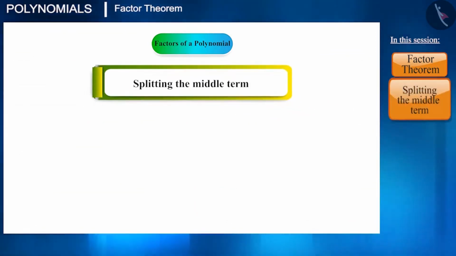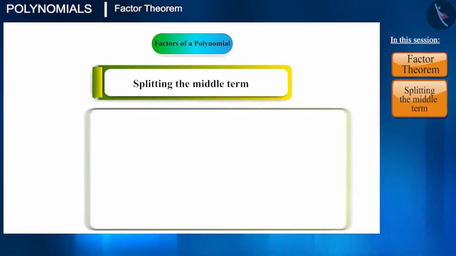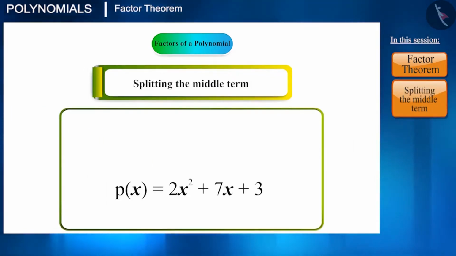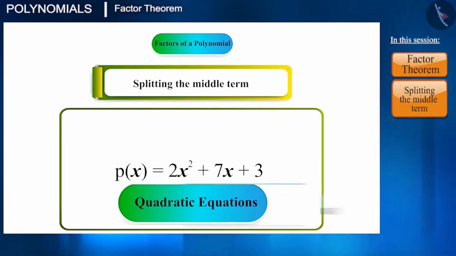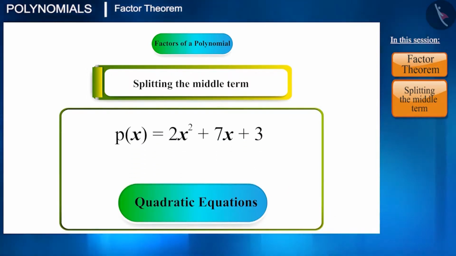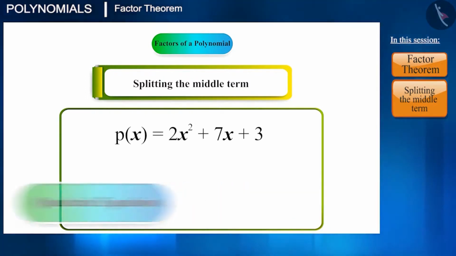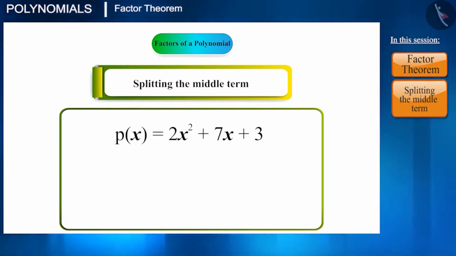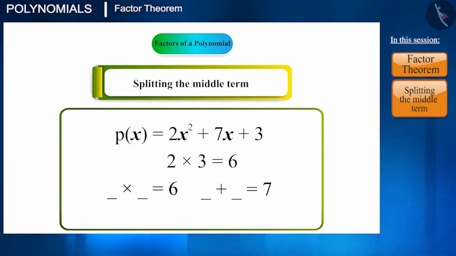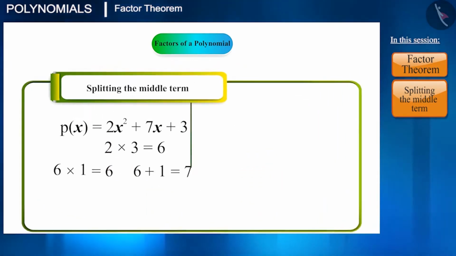Now, let's solve this polynomial using the method of splitting the middle term and see if the results are the same or not. Friends, we have learnt this method in the context of quadratic equations in our previous session. As you all know, here we will multiply the coefficient of x square, that is 2, and the constant 3 to get 6. And then find two such numbers whose product is 6 and sum is the coefficient of the middle term, that is 7. The numbers whose product is 6 and sum is 7 are 6 and 1. Now we will split the middle term and write it like this.